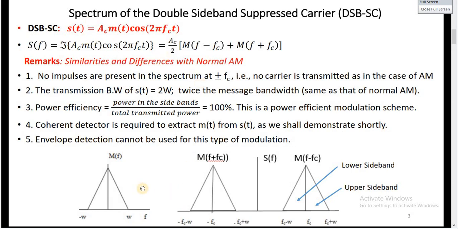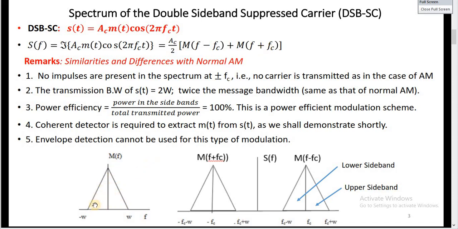الآن بنشوف الدبل sideband suppressed carrier بالفريكونسي domain. So S of t equal AC M of t cosine 2 pi fct. This is the modulated signal. We take the Fourier transform of S of t, and again we employ the modulation property of the Fourier transform. So the Fourier transform of M of t cosine 2 pi fct is simply AC over 2 M of f minus fc plus M of f plus fc.